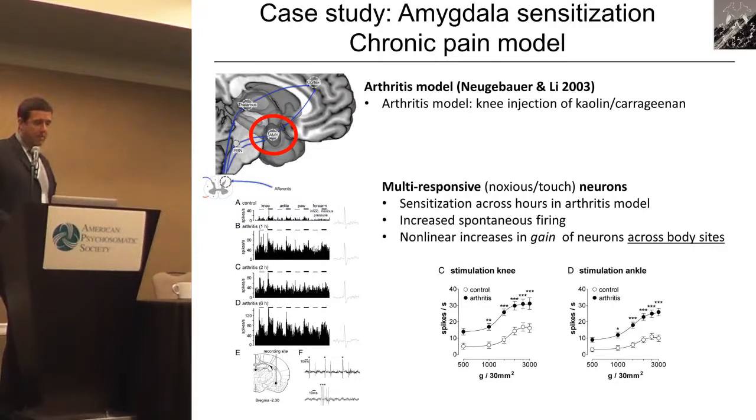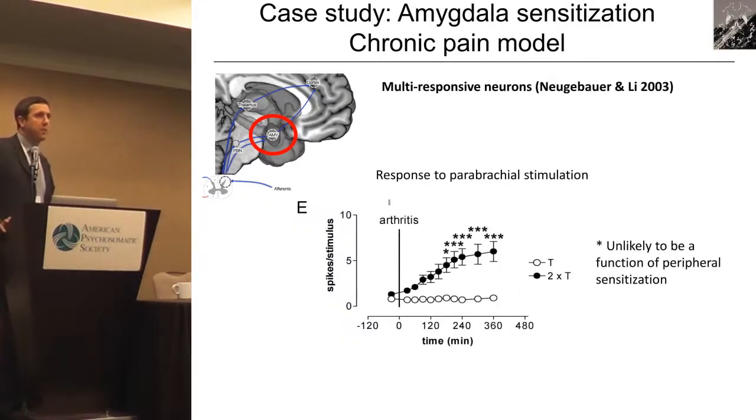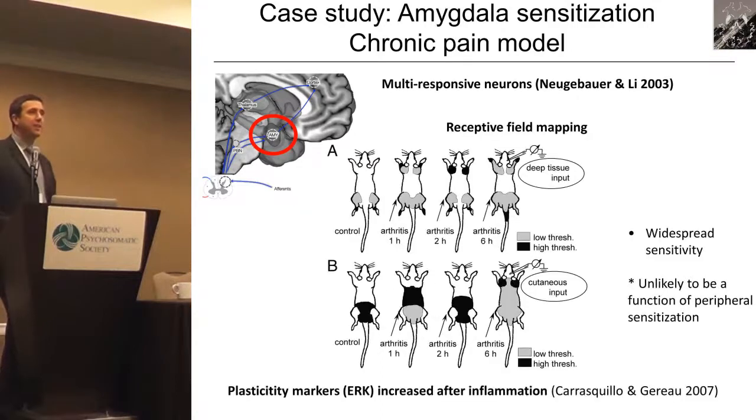Another thing that they did, which is really neat, they showed that it's really the spinoparabrachial amygdalar pathway that's probably really important by looking at responses to parabrachial stimulation. And you can see what happens without the arthritis model. There's really not much of a response. And with the arthritis model, there's a huge response to parabrachial stimulation. So that's, again, above the neck sensitization. They also find increases in the receptive field area, the coverage area.